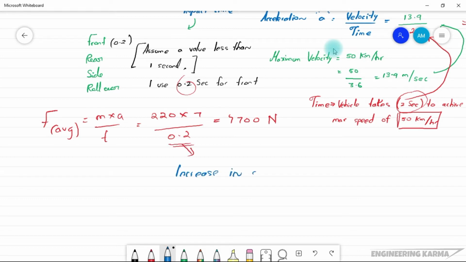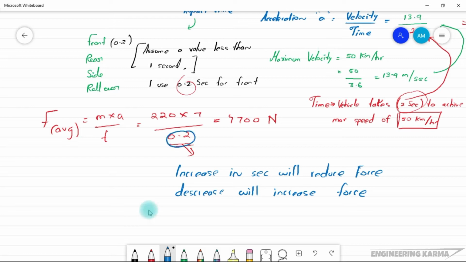Note that an increase in impact time will decrease the impact force, and a decrease in time will increase the impact force. Likewise, an increase in acceleration will increase the force, and a decrease in acceleration will cause a decrease in impact force.